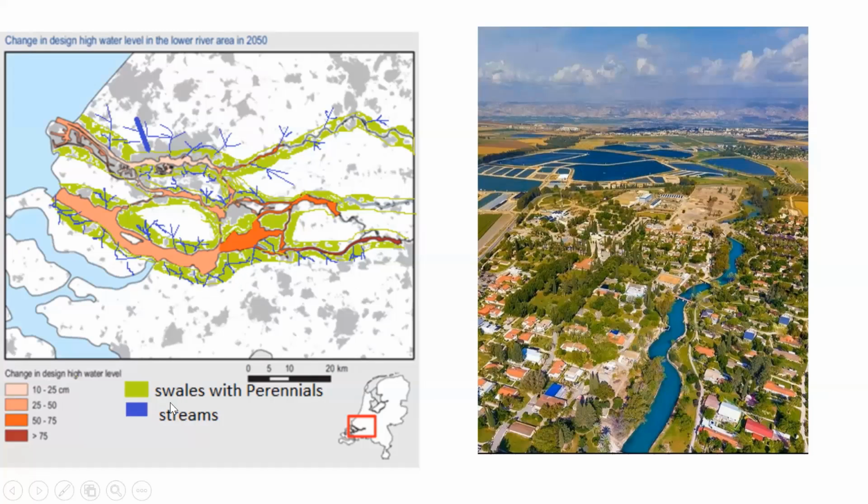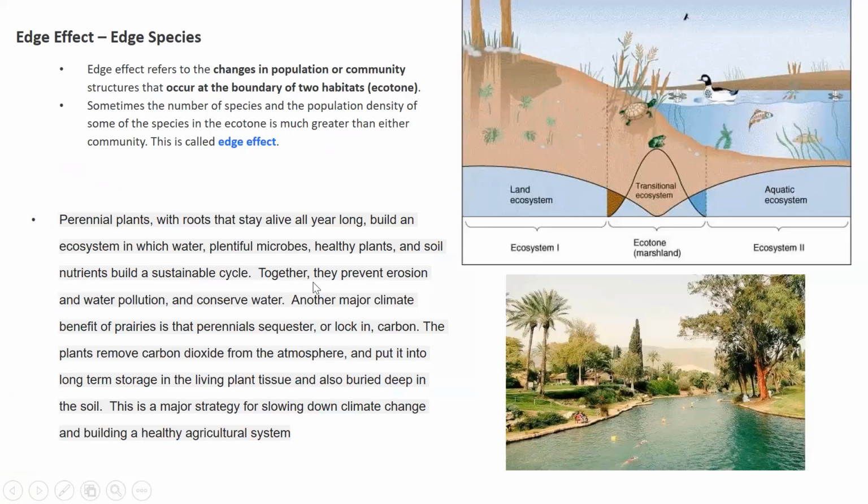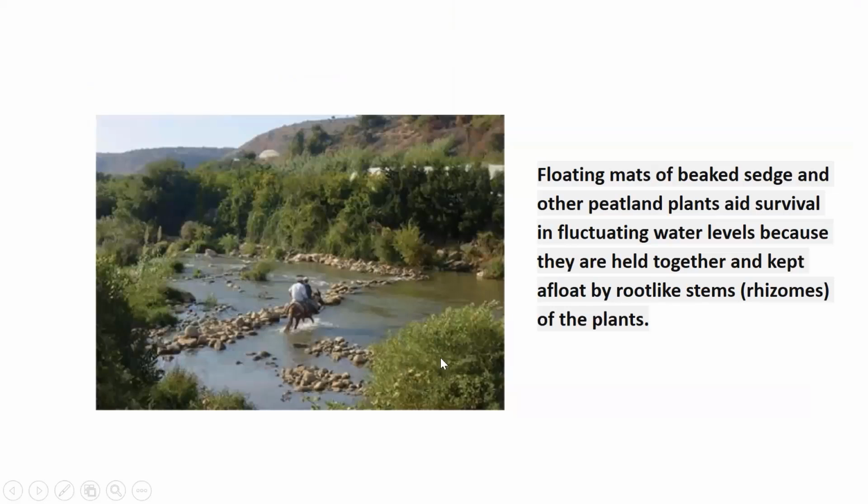we connect these swales to streams, because streams do a filtration effect. So edge species and the edge effect over here: these will increase the biodiversity, and they can survive over here, in both water and land. And we add perennial plants, which prevent erosion because of their roots, and they prevent water pollution and conserve water due to the filtration system that they provide. You can pause this and read about that. They can also lock in carbon.